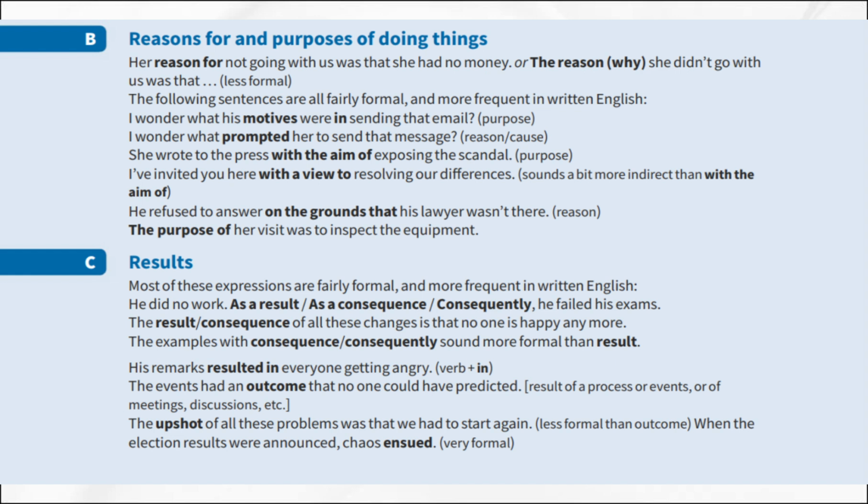When the election results were announced, chaos ensued. This is very formal and means it followed as a consequence. So, that is our lesson on cause, reason, purpose, and result. These words and expressions will help you explain why things happen, what people aim to achieve, and what the outcomes are, with greater precision and clarity.